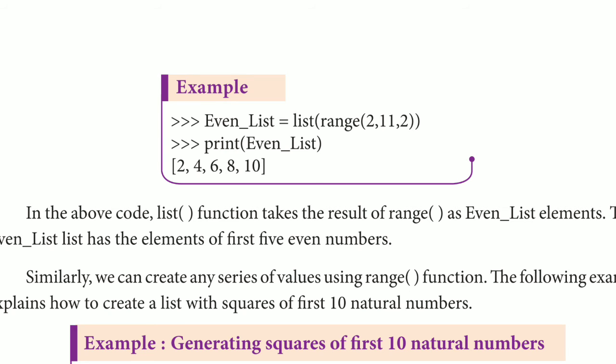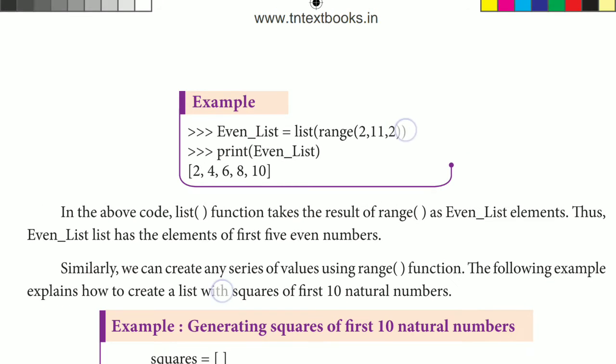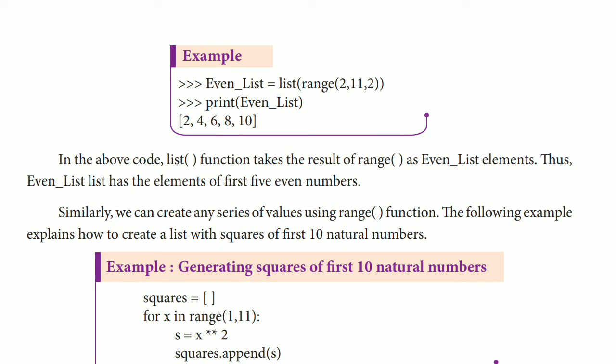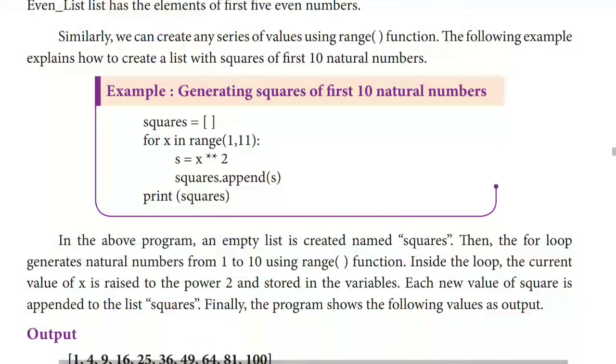So in the above code, the list function takes the result of the range function as even list elements. Thus the even list has the elements of the first 5 even numbers. Similarly, you can create any series of values using the range function. The following example explains how to create a list with the squares of 10 natural numbers. So in the next example they are going to create squares of 10 natural numbers.